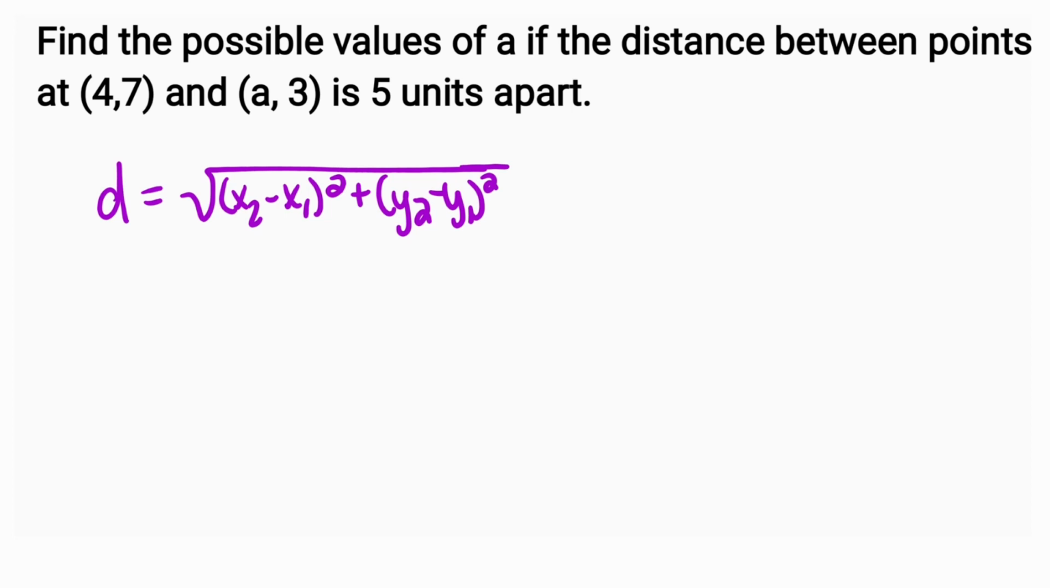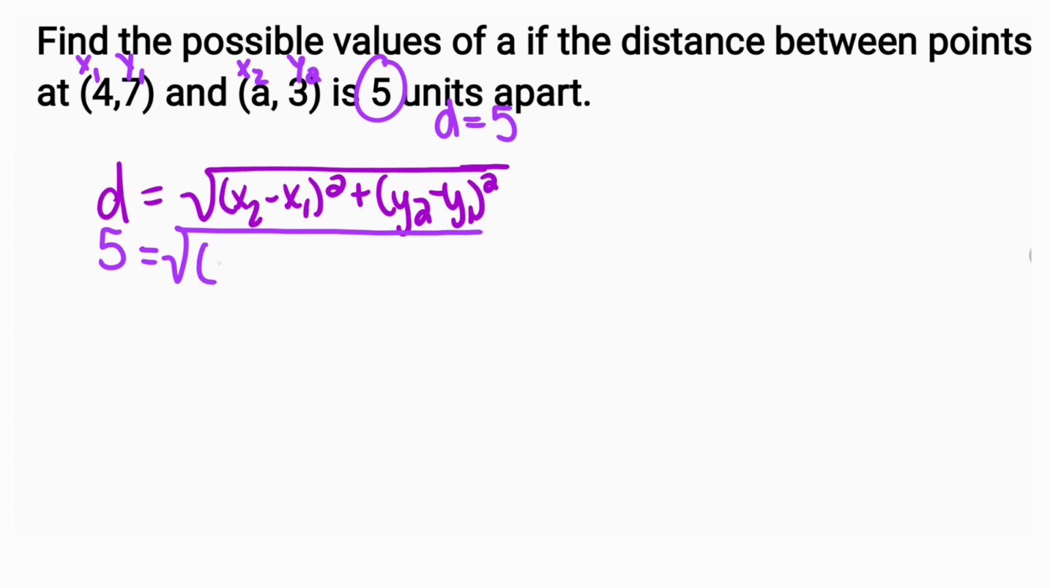You can also encounter problems like this, where you have to find the values of A if the distance is 5 units. So I'm going to label my points. I'm going to do the exact same thing as I did last time. I'm going to call the first one point 1 and second one point 2. Now, this time I know what d is. It tells me it's 5 units apart. So we're going to put a 5 there.